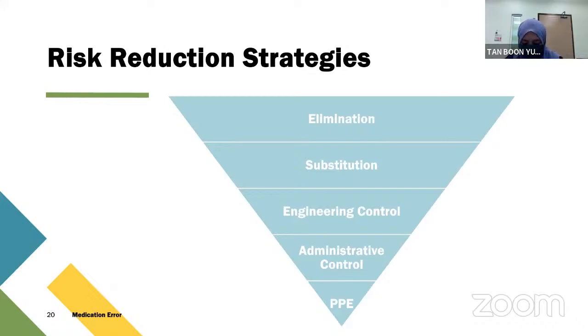And the fourth one is administrative control. This one is more to procedure or SOP and education and CME. We can implement the checklist and safe work practices or improve staff rotation. And that one is included in administrative control. And the fifth one is personal protective equipment, whereby you use the protective equipment to protect the staff.